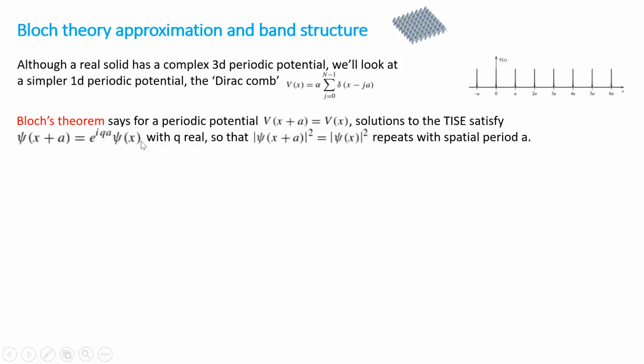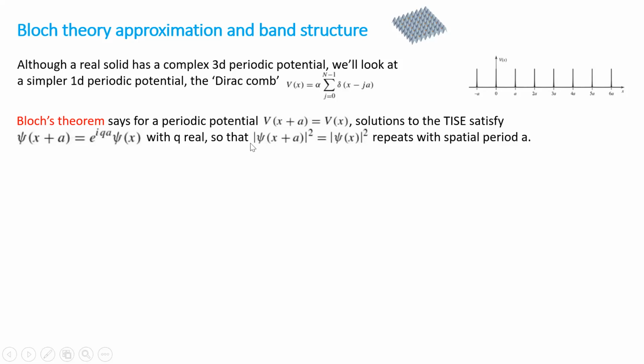Okay, so to make progress on this, we use a really powerful theorem for periodic potentials by Felix Bloch, which says that for a periodic potential where V of x plus A equals V of x, and you can see that's true here, because if we shift over by A, we're looking at the same potential, so it's periodic with period A, then solutions to the TISE satisfy the following. Psi of x plus A is e to the iQA psi of x, with Q a real number. So as we move forward by A, we get the same wave function just multiplied by a phase factor, e to the iQA.